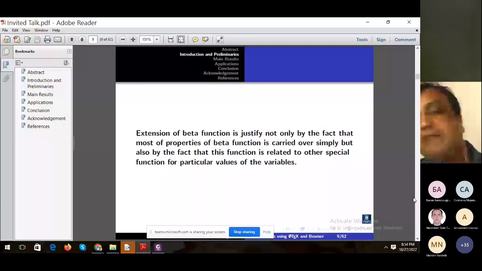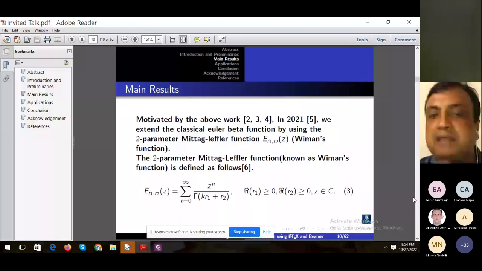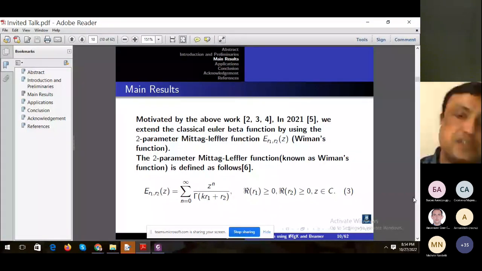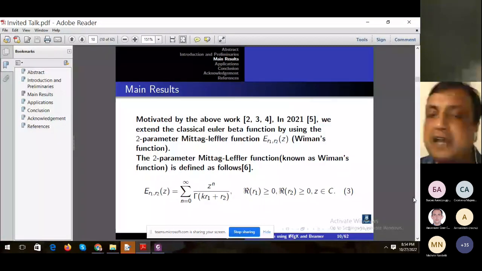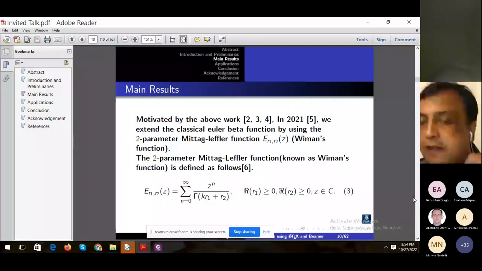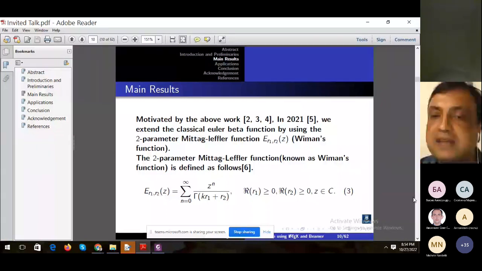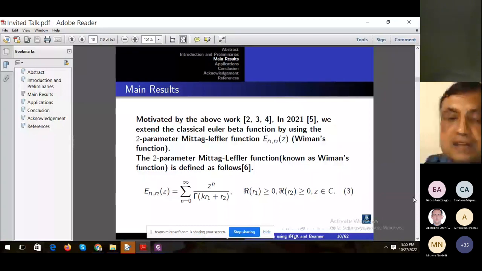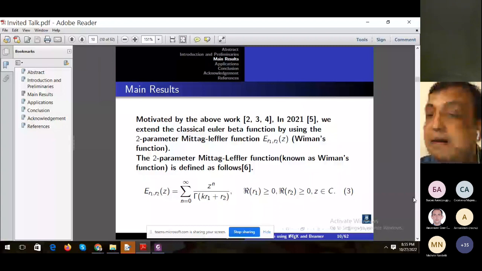Motivated by the above work, me and my research group have extended the classical Euler's beta function by using the two-parametric Mittag-Leffler function, which is called the Wiman's function. Friends, me and my research group have seen all the development of the generalizations of special functions and fractional operators and their applications. We found their applications in solving various problems of engineering as well as some mathematical models.